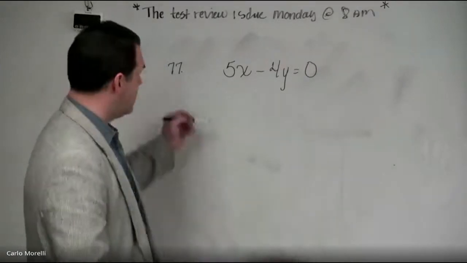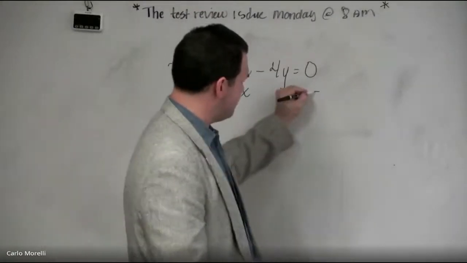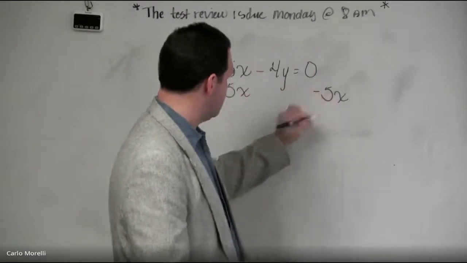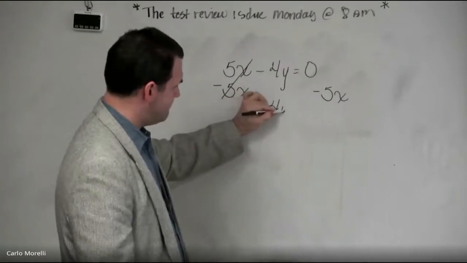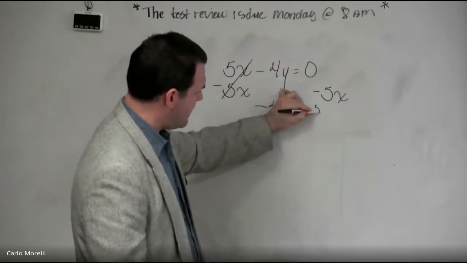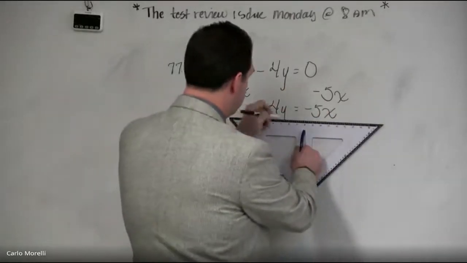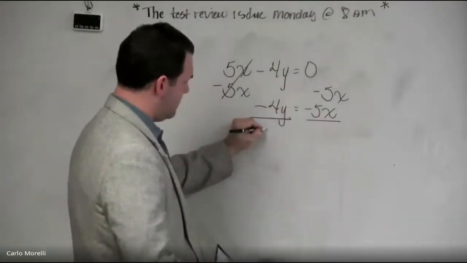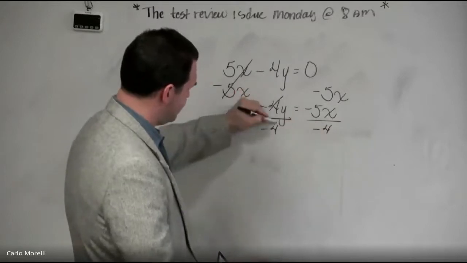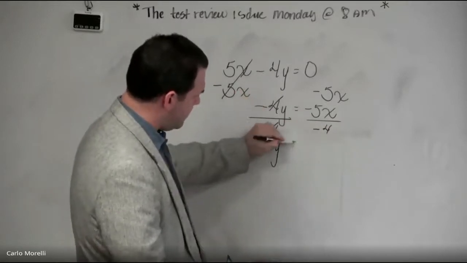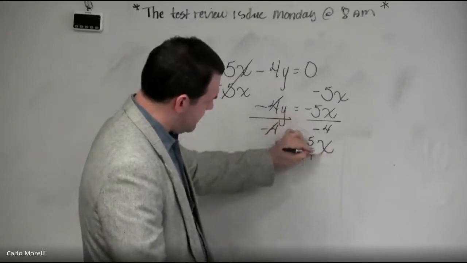Okay. So in that case, we're going to subtract 5x from both sides. Then we have negative 4y equals negative 5x. And we're going to divide both sides by the coefficient of the y variable. We're going to divide by negative 4. So y is going to equal positive 5 over 4 x.